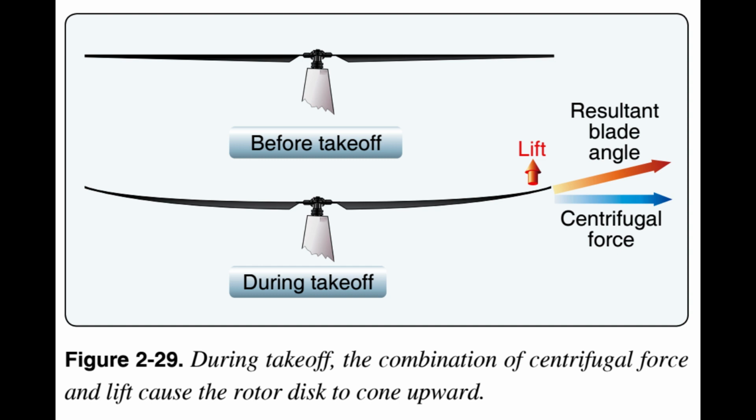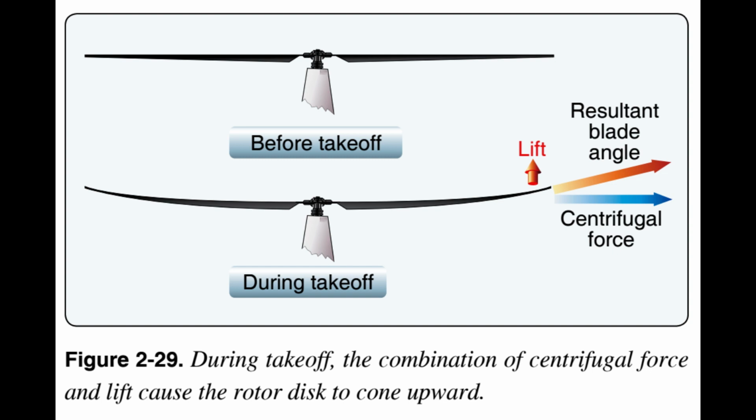As lift on the blades is increased, in a takeoff, for example, two major forces are acting at the same time: centrifugal force acting outward, and lift acting upward. The result of these two forces is that the blades assume a conical path instead of remaining in the plane perpendicular to the mast. This can be seen in any helicopter when it takes off. The rotor disc changes from flat to a slight cone shape. Figure 2.29.